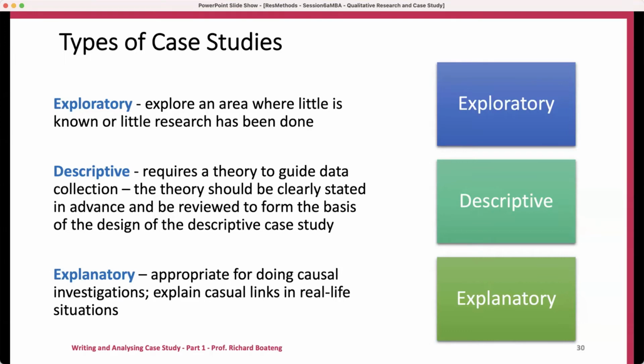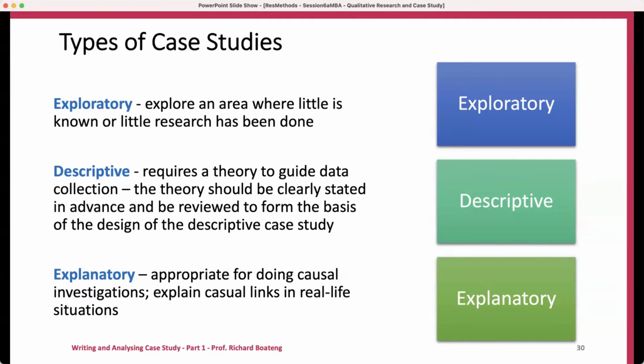The theory will be clearly stated in advance and reviewed to form the basis of the design of the descriptive case study. It doesn't mean that if you use a theory in exploratory, you are wrong. But the descriptive case study focuses on describing an event and tells you more rich information about the factors involved in that event. The idea is to establish understanding, while an explanatory study will go beyond that to establish causal links. What causes something to happen?